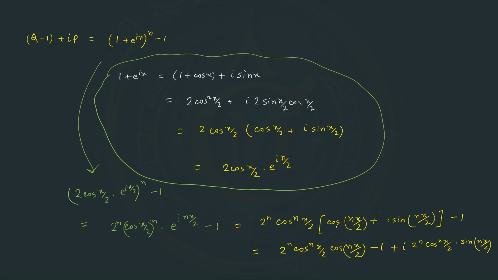Now we can compare the real part and imaginary part of both sides. That means we can write that q minus 1 should be equal to 2 to the power n cos to the power n x by 2 cos nx by 2 minus 1, and p is equal to 2 to the power n cos to the power n x by 2 sine nx by 2. So this q will become this and p will become this.